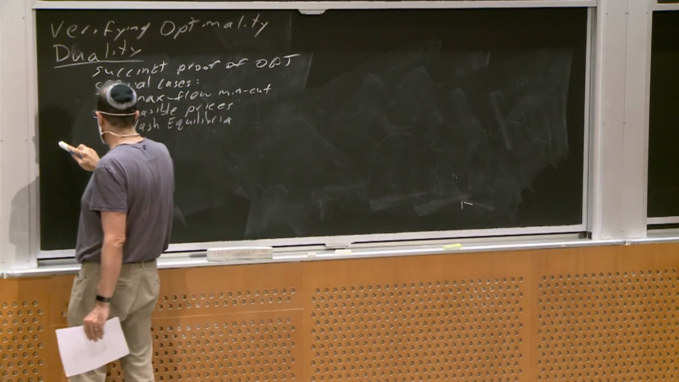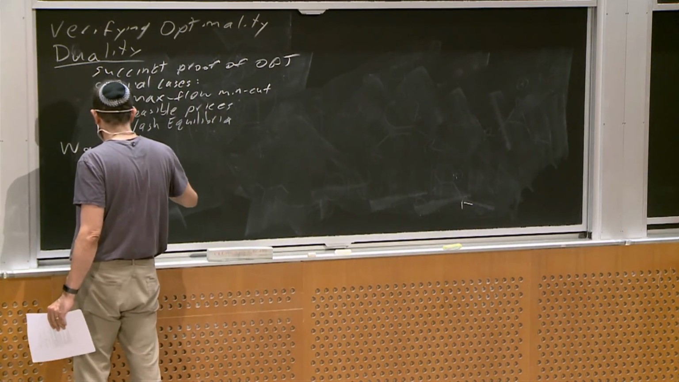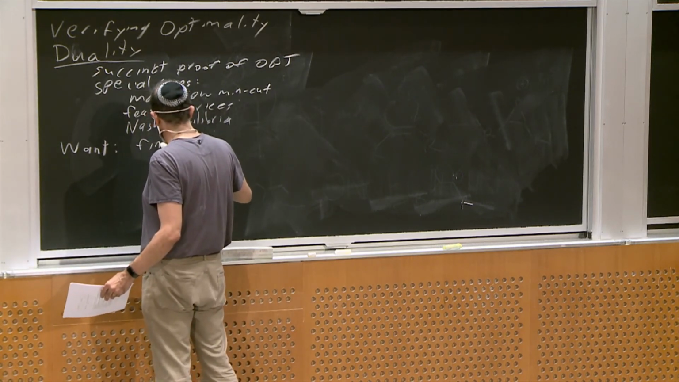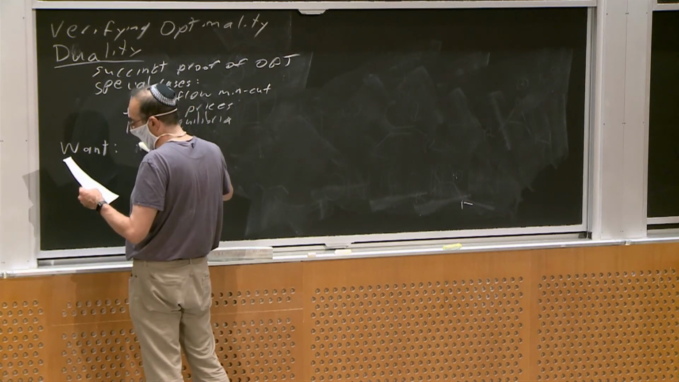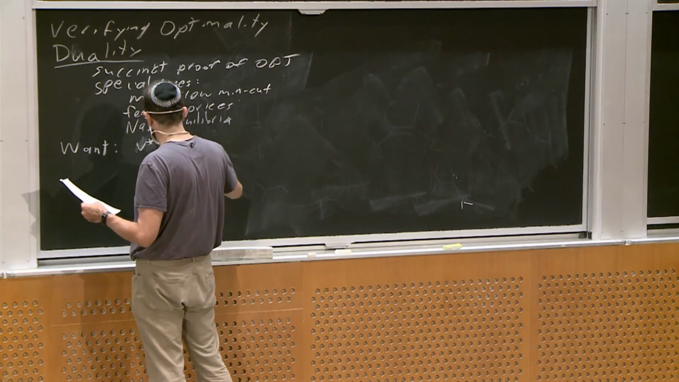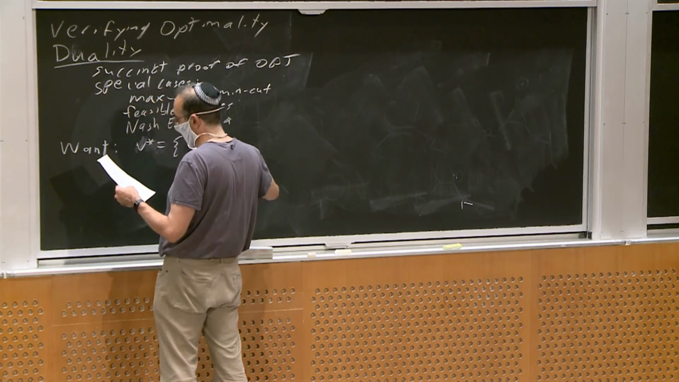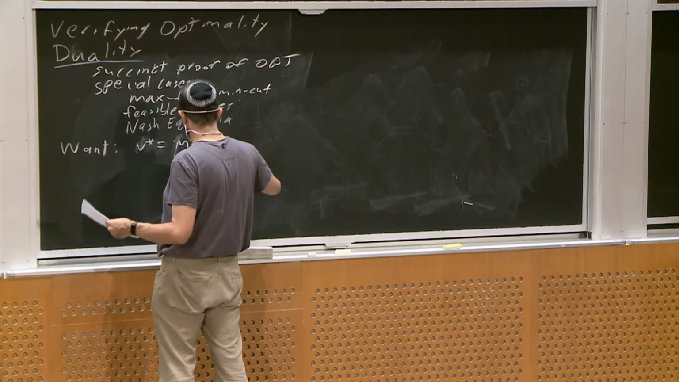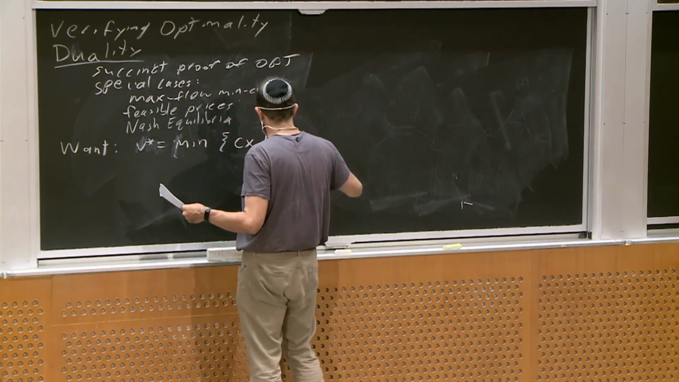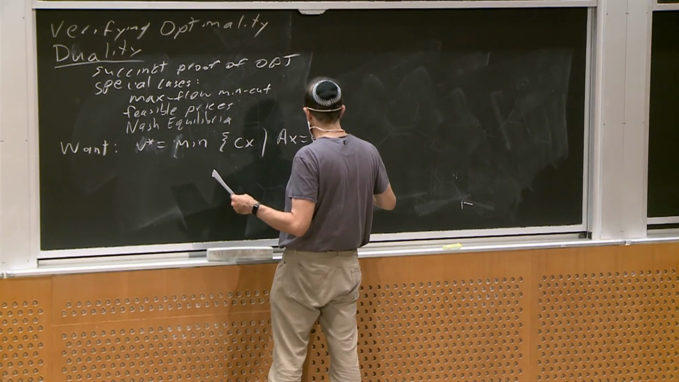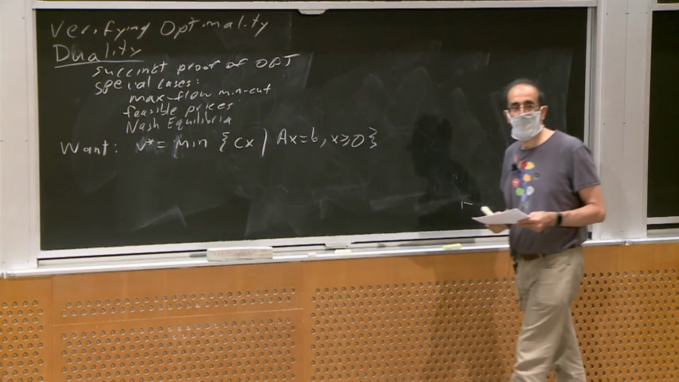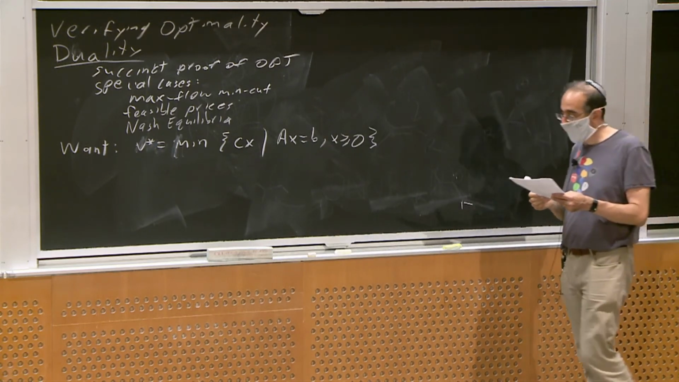Okay. The starting point is we're given a, let's say, canonical form LP. We want to minimize cx such that, a standard form LP, such that Ax equals b and x is greater than or equal to 0. Okay? Standard form linear program.